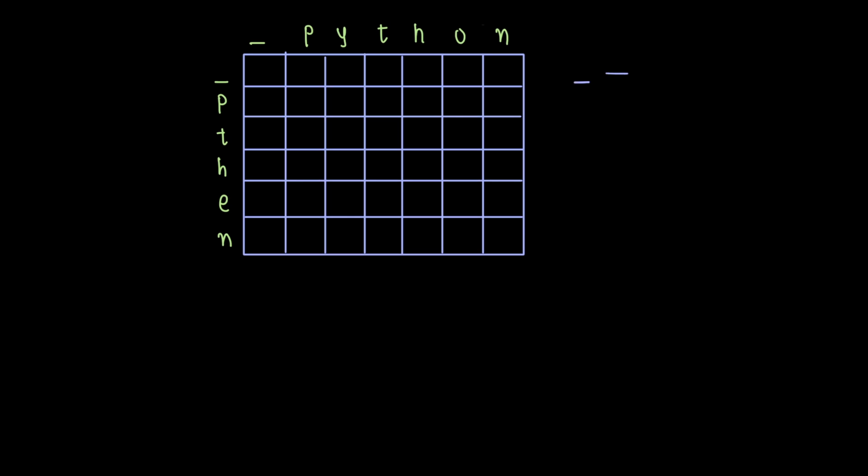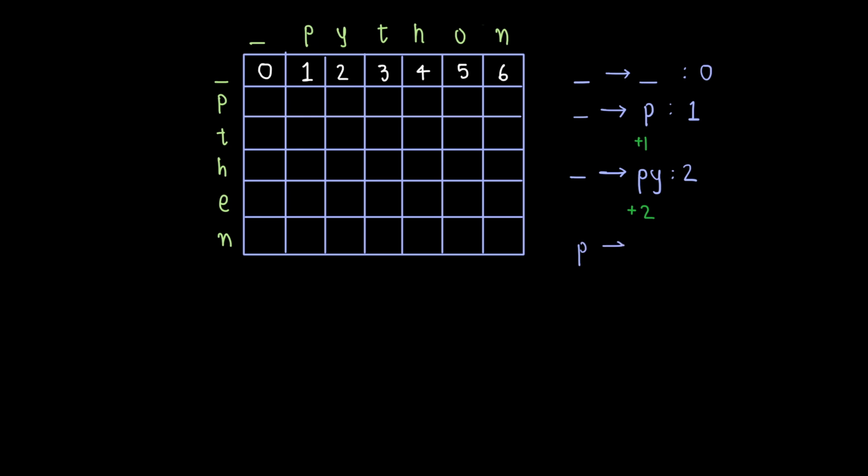Now the conversion from a nil string to another nil string takes 0 operations since technically they are the same. The conversion from a nil string to p requires an addition, thus the cost is 1. And the conversion from a nil string to py, which is the third box we are looking at, requires 2 additions, thus the cost is 2. And we'll fill up the other boxes in a similar fashion.